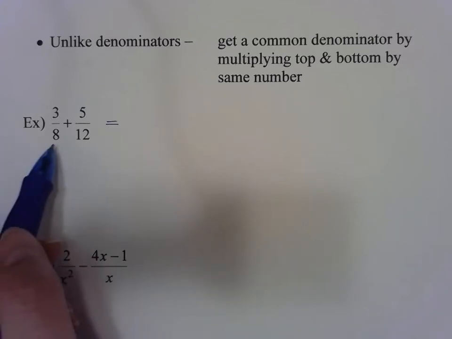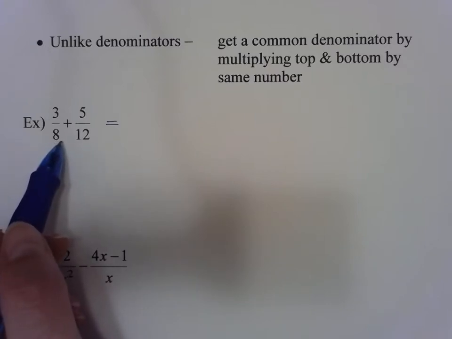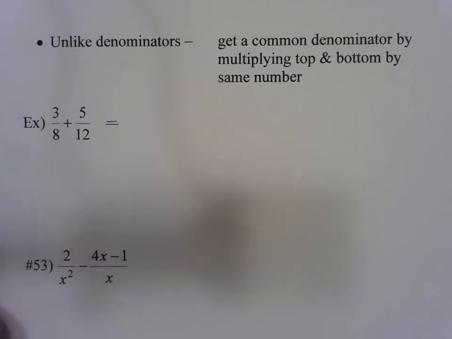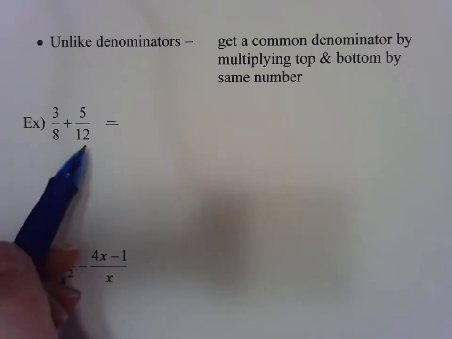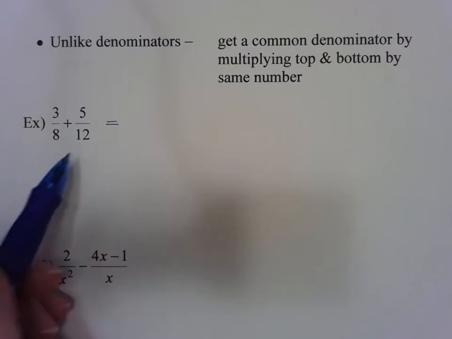Okay, so to get a common denominator, usually I want to try to find a number that both 8 and 12 go into, right? Usually I'm looking for the smallest denominator possible. That might help you out, okay? But as long as it's a common denominator, it's fine if it's not the smallest, but it's not a bad idea to try and shoot for the smallest. Okay, so a number that both 8 and 12 divide into would be 24, right? We're looking for a number bigger, not the GCF here, right?